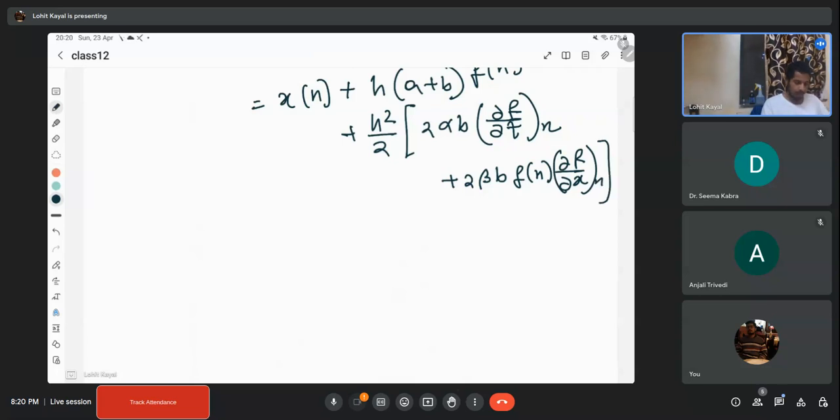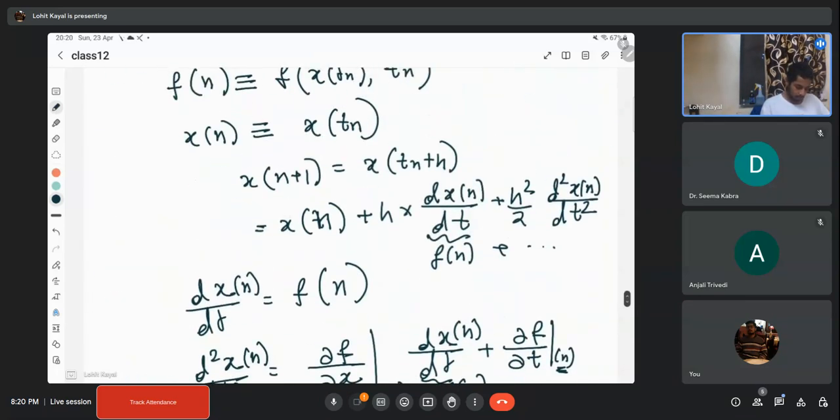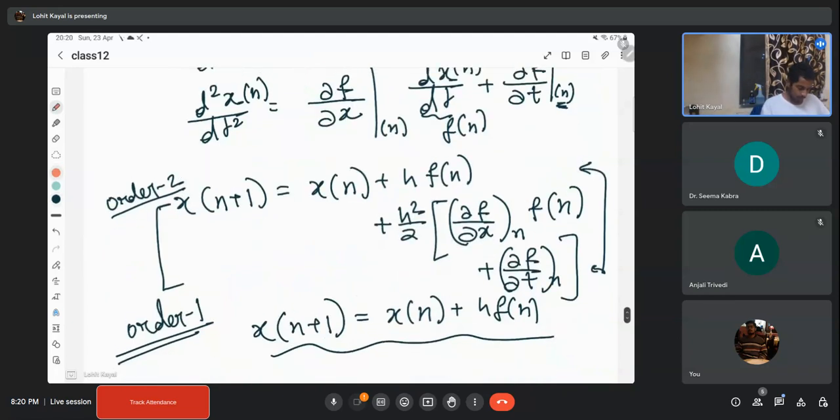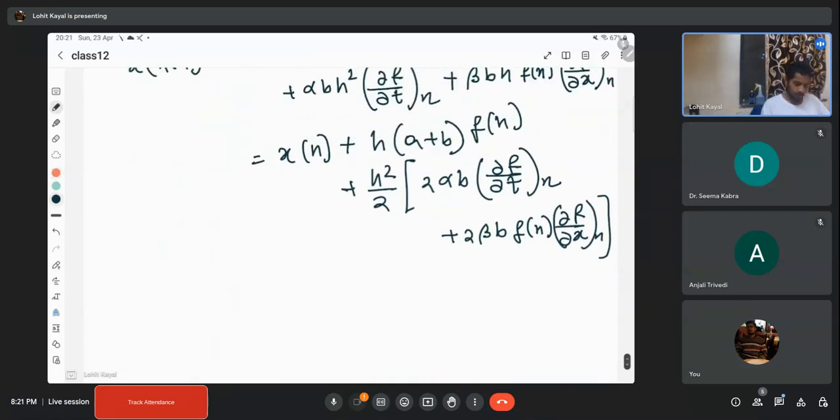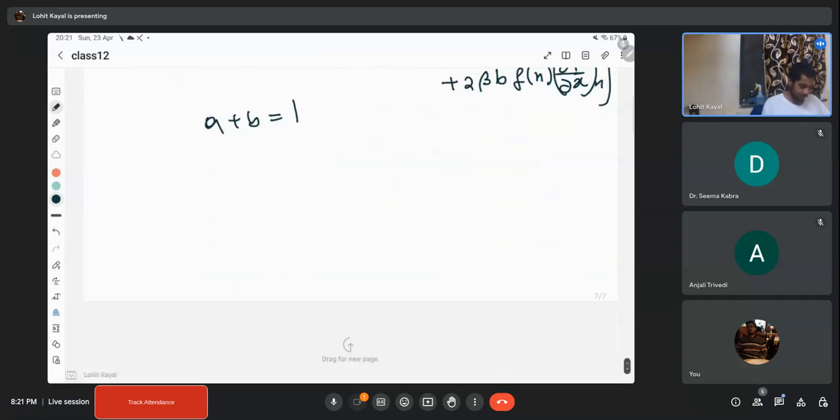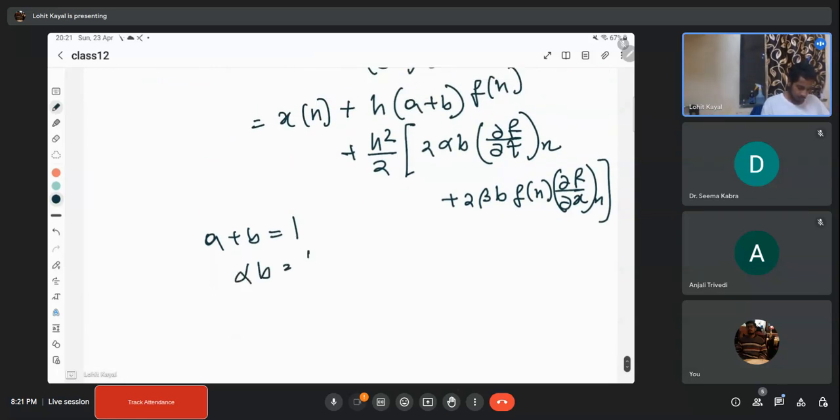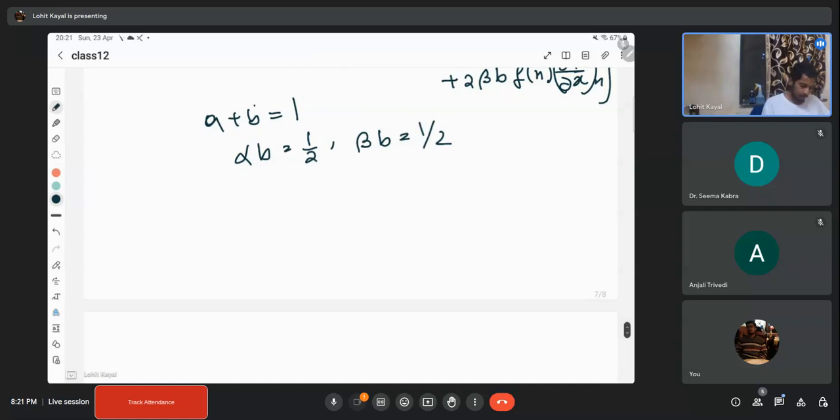Now what is the formula? It should match this expression, right? xn plus h of fn plus h square by 2 into this expression. Now this final thing has to match that formula. So you will get a plus b equal to 1, alpha b equal to half, and beta b equal to half. Now you have three equations and four unknowns. So you can take b. So a will be equal to 1 minus b, alpha will be equal to 1 by 2b, and beta will be 1 by 2b.